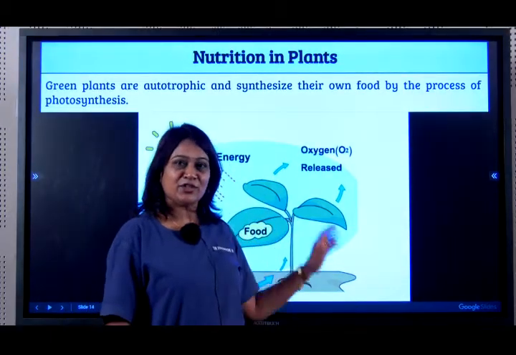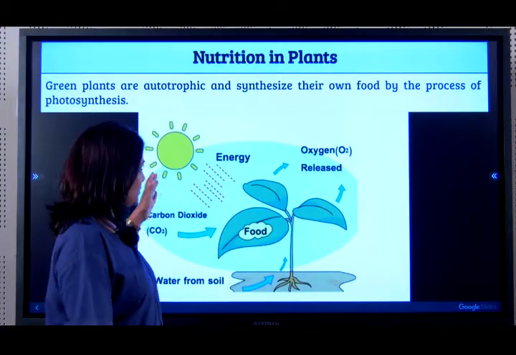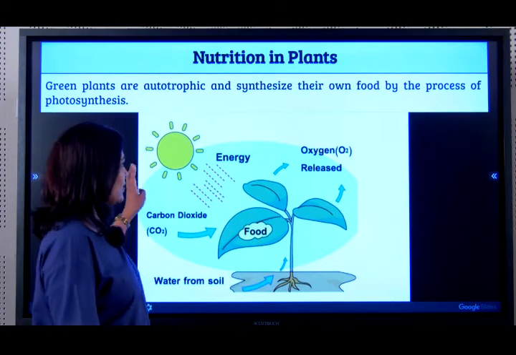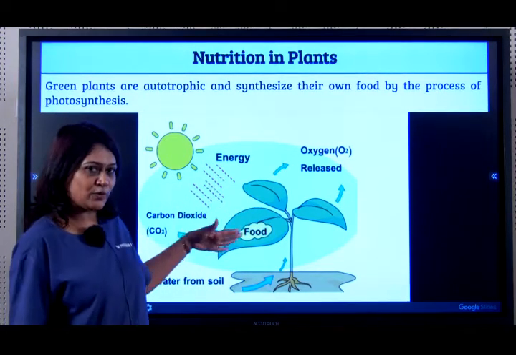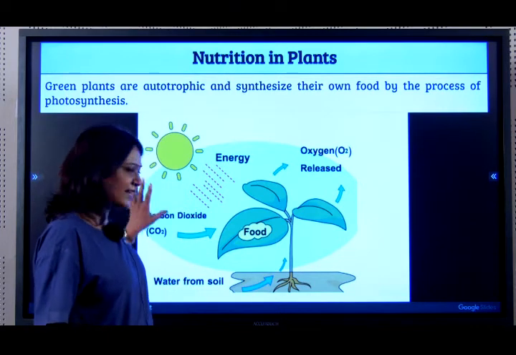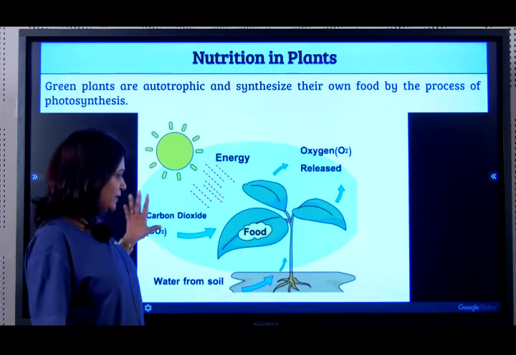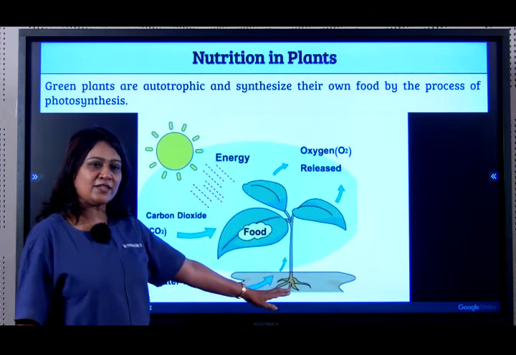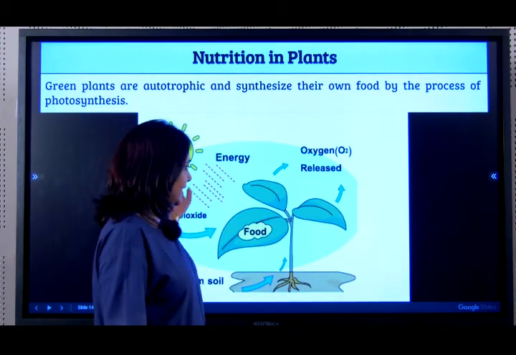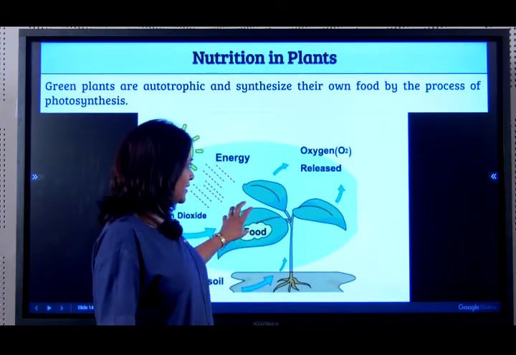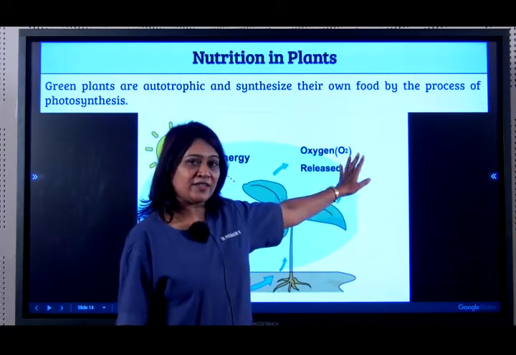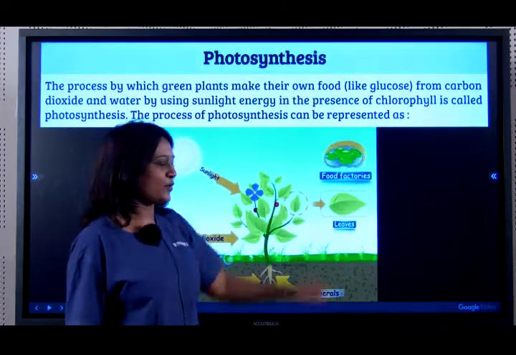Now coming to nutrition in plants, which is very important because without plants we will not survive. So how does a plant synthesize its own food? It synthesizes it from energy, sunlight, and from carbon dioxide present in the atmosphere. And also it takes water from the soil, and it converts this entire thing into food, and in the process releases oxygen, which is very important for us.